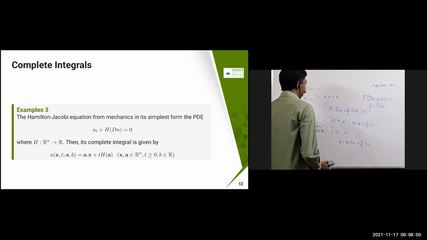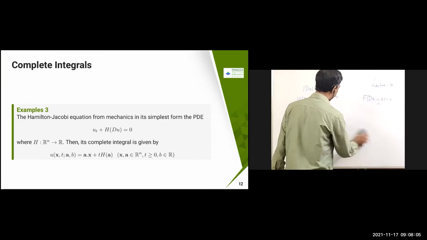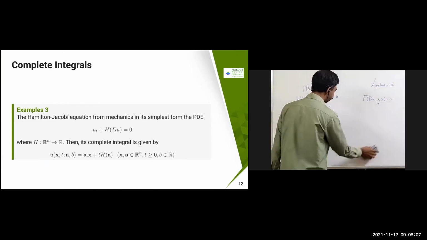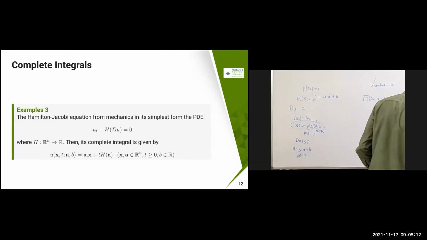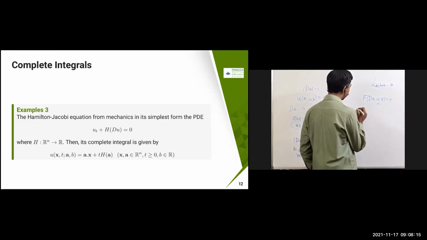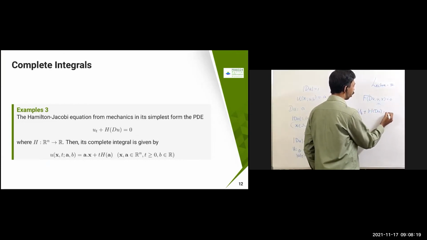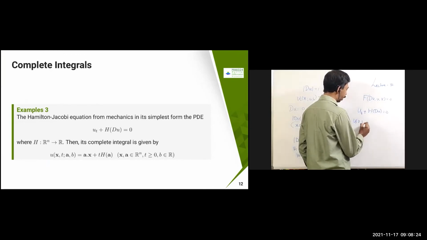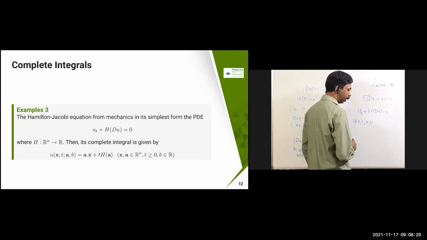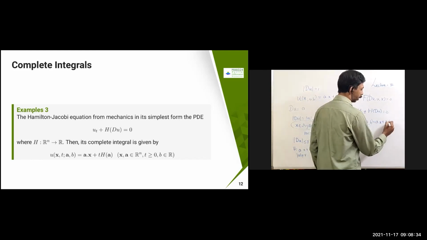Okay, so next one more equation, the Hamilton-Jacobi equation, which is one of the important equations in physics. So the Hamilton-Jacobi equation, we will see that. That is from mechanics, and in its simplest form it is written as u_t plus H(Du) equal to 0. Once again, if I take u of x comma t comma a, b, two parameters are there. In this case I'm just writing a dot x plus t into H(a).